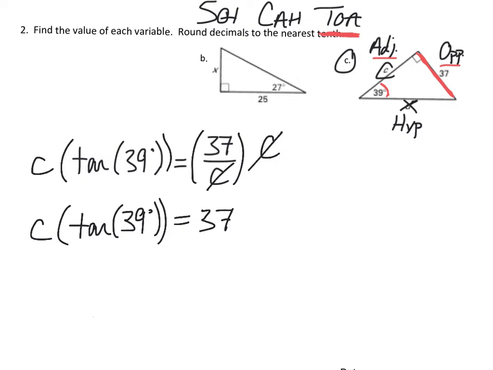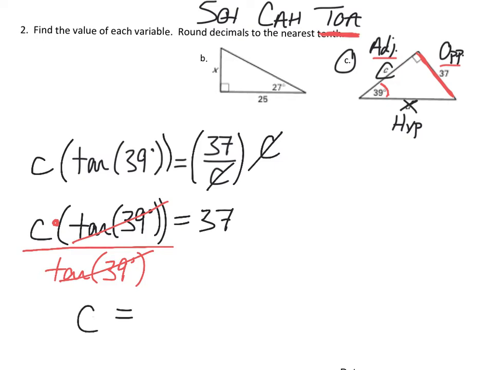So the last thing I want to do to get c by itself, remember the operation taking place in between c and the tangent of 39 degrees is multiplication. So the last thing I'm going to do is divide this whole left side by tangent of 39 degrees, because remember, that is some decimal. It's some number that I can get from my calculator. Tangent of 39 is going to cancel out, and I'm going to be left just with c, and that was my goal initially.